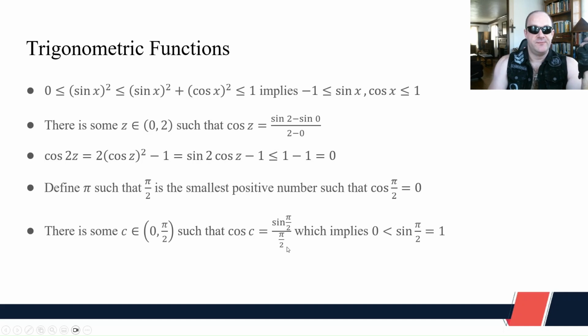Now, what can we conclude? What was the point of this? Well, remember, pi is defined to be positive, so pi over 2 is positive. And c is between 0 and pi over 2. Well, since pi over 2 is the first time that the cosine is 0, between 0 and pi over 2, the cosine is positive, which means that in particular, the cosine is positive at c, which means that sine of pi over 2 is something positive times something positive, which means it's positive, which means that sine of pi over 2 is equal to 1.